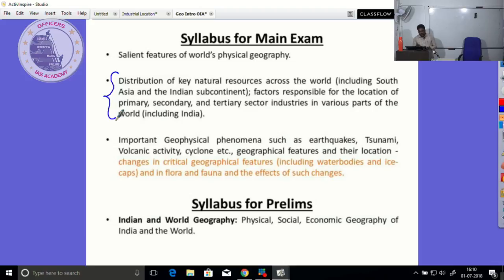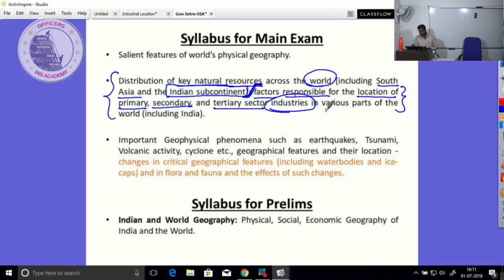That is the distribution of key natural resources across the world, and very importantly including South Asia and the Indian subcontinent. And very importantly, the number of questions being asked recurrently come from the second sentence of this paragraph: factors responsible for the location of primary, secondary and tertiary sector industries in various parts of the world, and what is very important for us, including India.